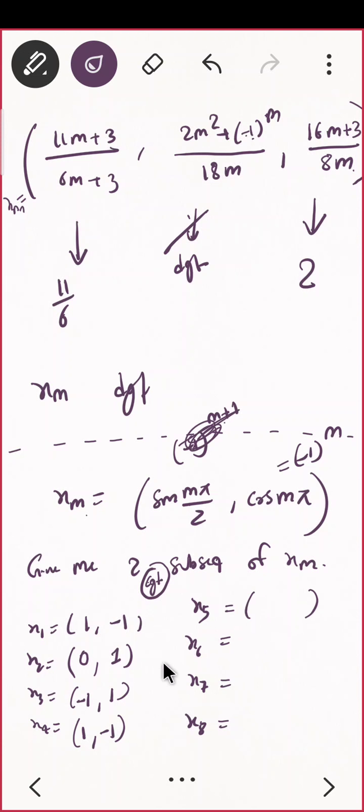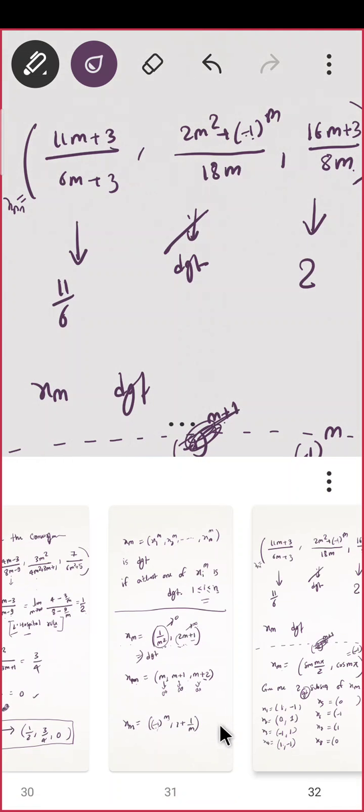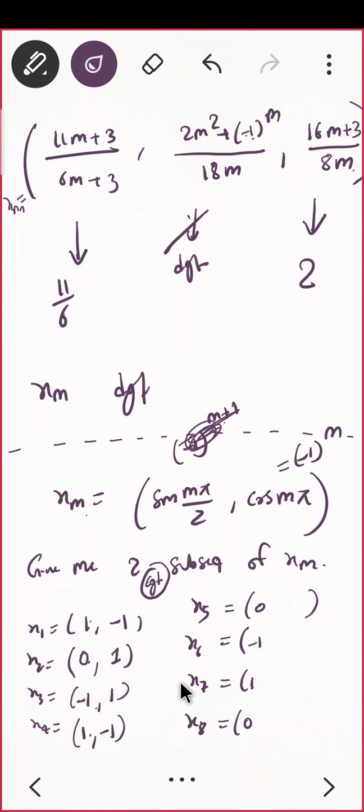Pattern: 1, 0, minus 1, then 1, 0, minus 1, then 1, 0, minus 1 later on x9 also, correct? And this is 1 minus 1, 1 minus 1, 1 minus 1. Okay. So now can you give me the subsequence? Can you give me a convergent subsequence, I should ask? Do you see they are having a period of 3?